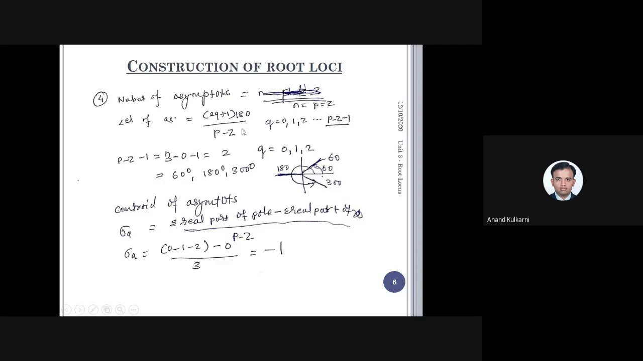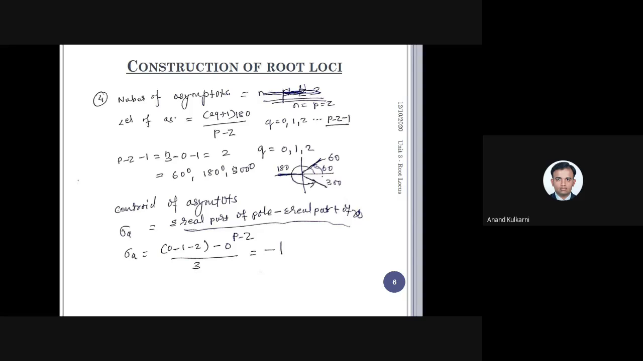This is a mod of this. Mod means sometimes the number of zeros is more than the number of poles. In that case, this will be negative, but angle cannot be negative. Angle is always positive only. So you have to take the mod of the denominator. That means you have to just take the difference between P and Z, not the sign. You should take only the difference, not the sign.